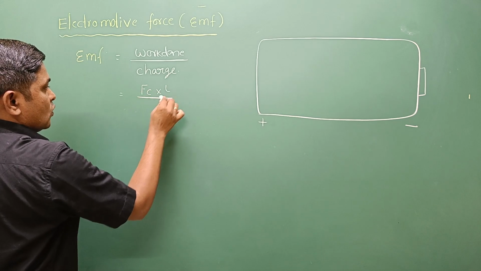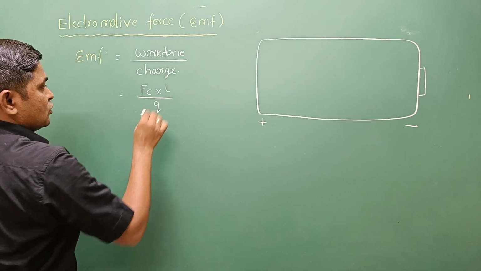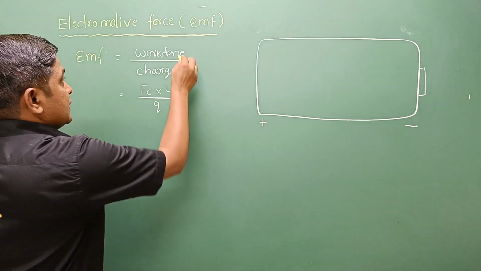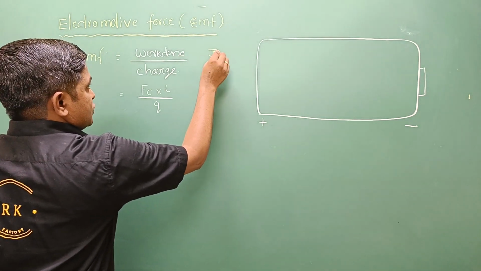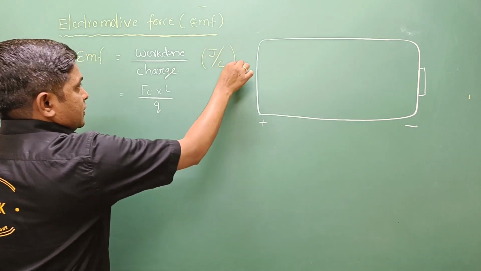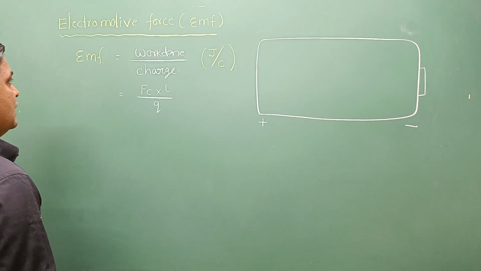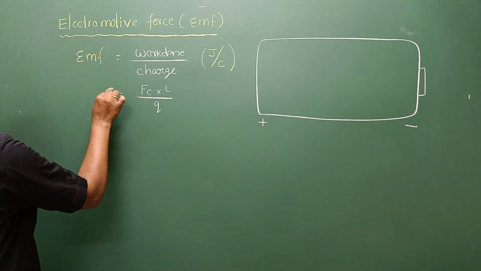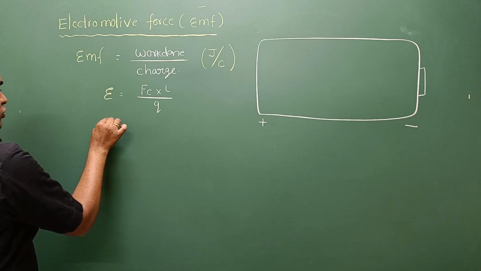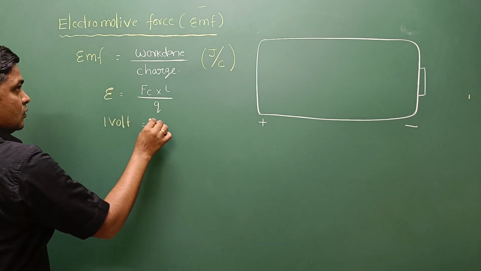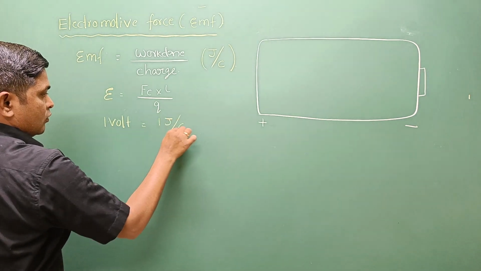Distance over charge is going to be taken as Q. Now what about units? Work done is going to be measured in joules and charge unit is going to be coulomb. Okay, joule per coulomb. And EMF unit is going to be what? EMF unit, it is going to be SI unit, 1 volt equals to 1 joule per coulomb.